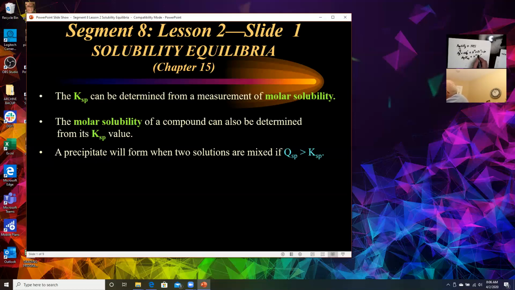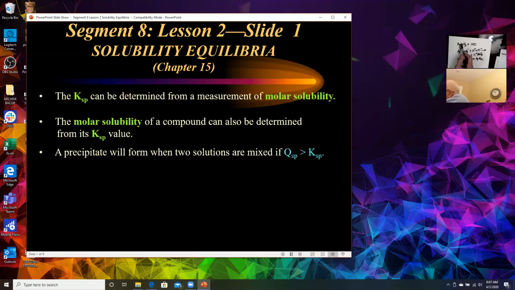I'm sorry, this should be NO3 minus. So the NO3 minus would cancel here, the hydrogen ion would cancel here. The net ionic equation we would have is Ag plus plus Cl minus goes to AgCl solid.